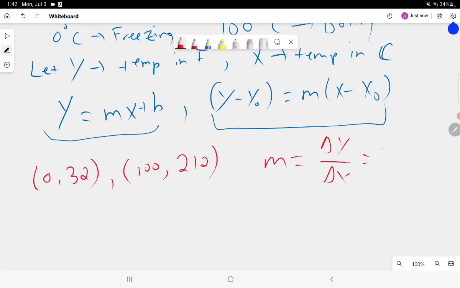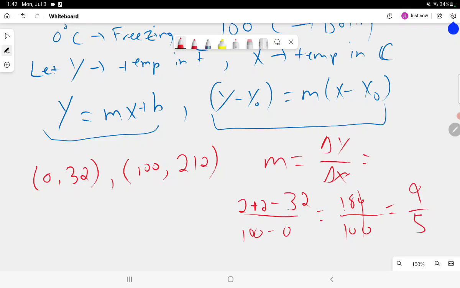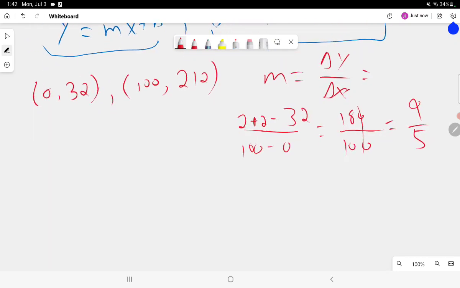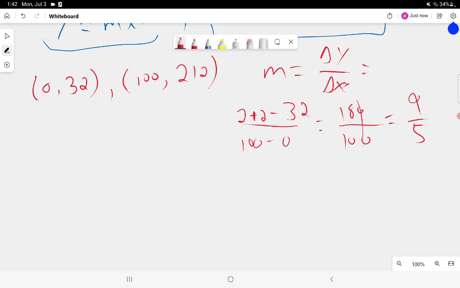well, let's actually write it out, 212 minus 32 divided by 100 minus 0, and that becomes obviously divided by 100, and this is 180, but we can simplify this. It becomes 18/10, which is the same as 9/5. Okay, so we have 9/5 as our slope, and then we're just going to go right to our point slope form.